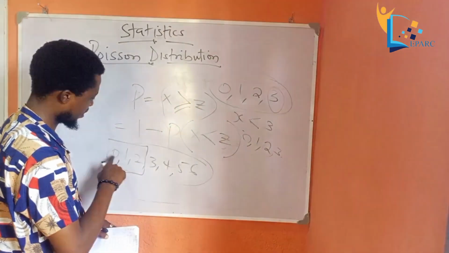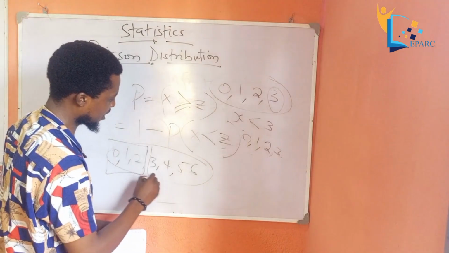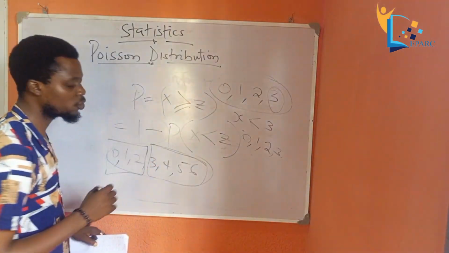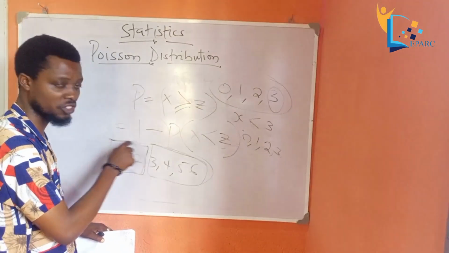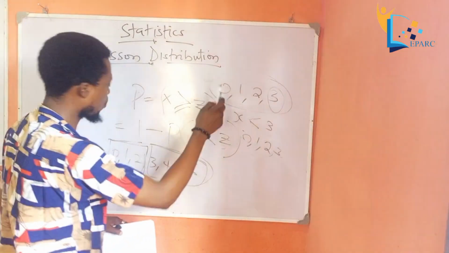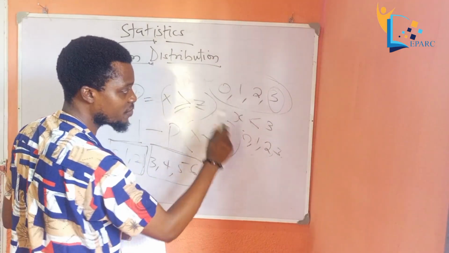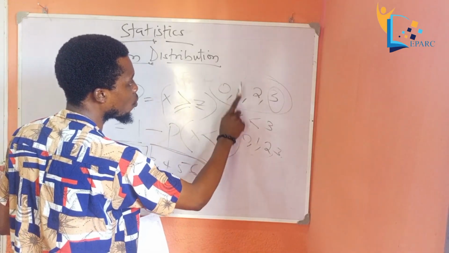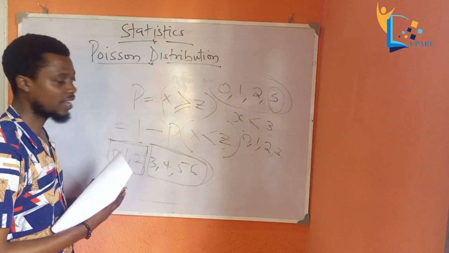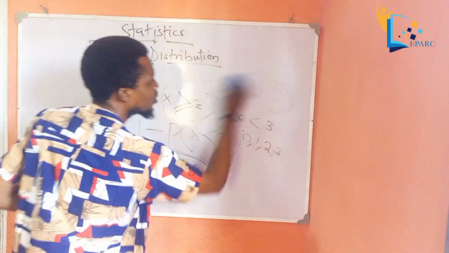So between 0, 1, 2, and 3, then 3, 4, 5, 6, which one is easier? Which one has fewer computation? This one has fewer computation. Okay? So if x is less than 3, I'm talking about, we have 0, 1, 2 to compute for. I don't know if you understand it. Okay.